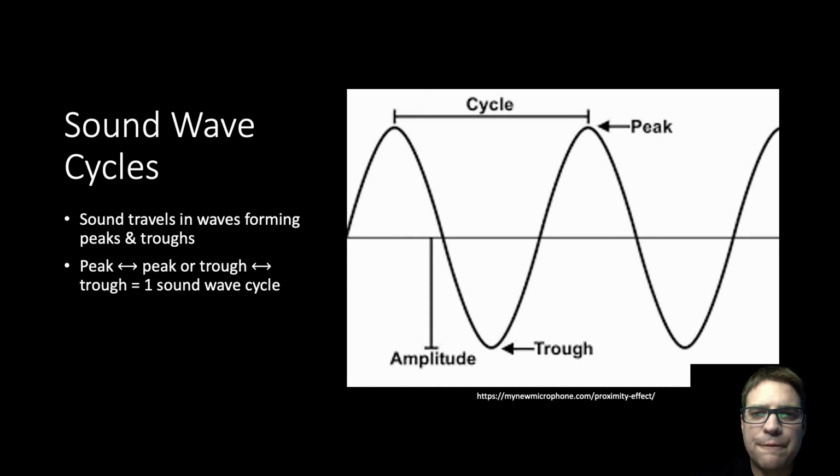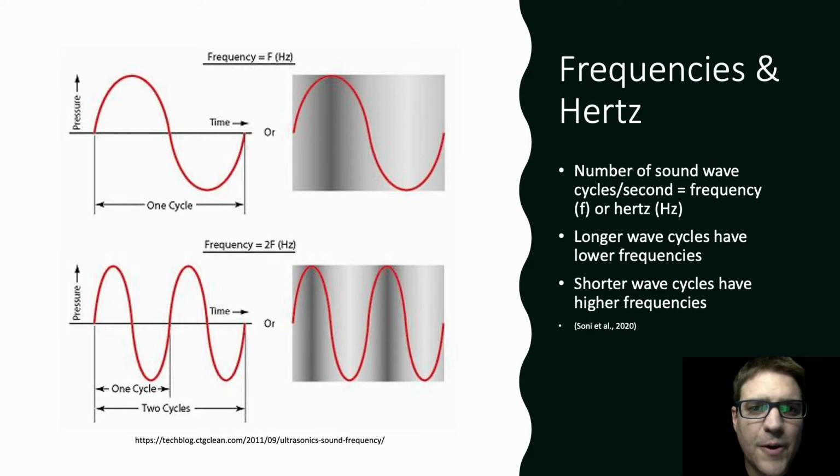In order to define frequency, it helps to understand the sound wave cycle. Sound, similar to light, when it is emitted from a source, travels in waves forming peaks and troughs. Each peak to peak, or trough to trough, completes one sound wave cycle. In ultrasound, frequency refers to the number of sound wave cycles per second.